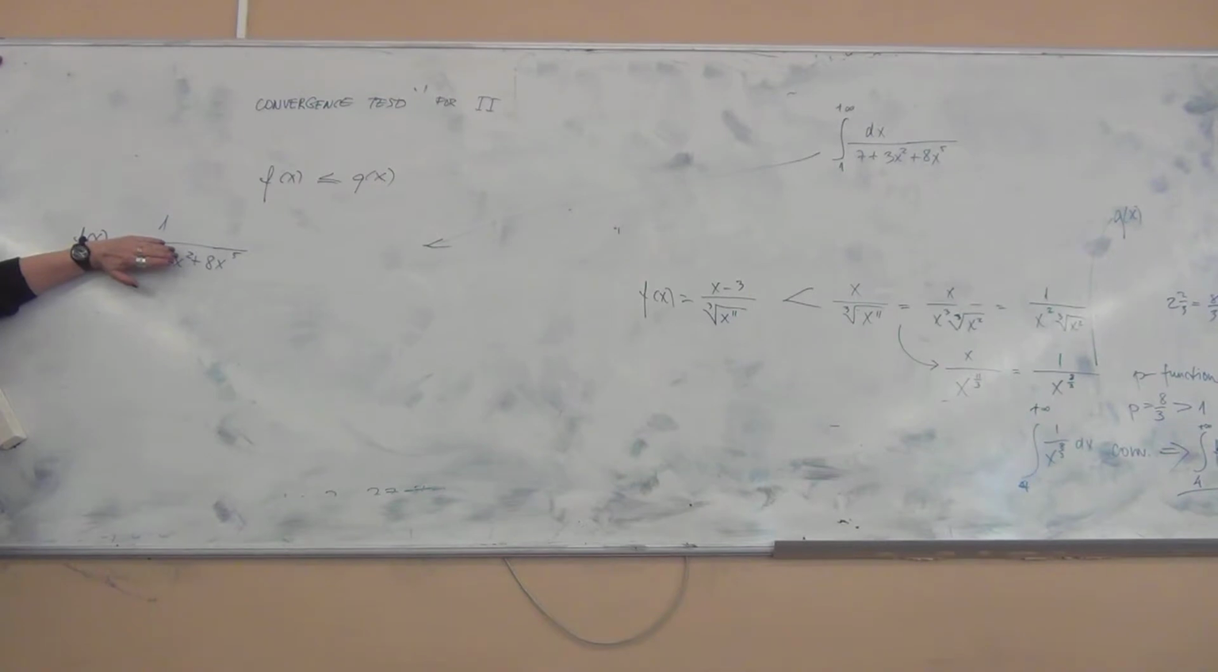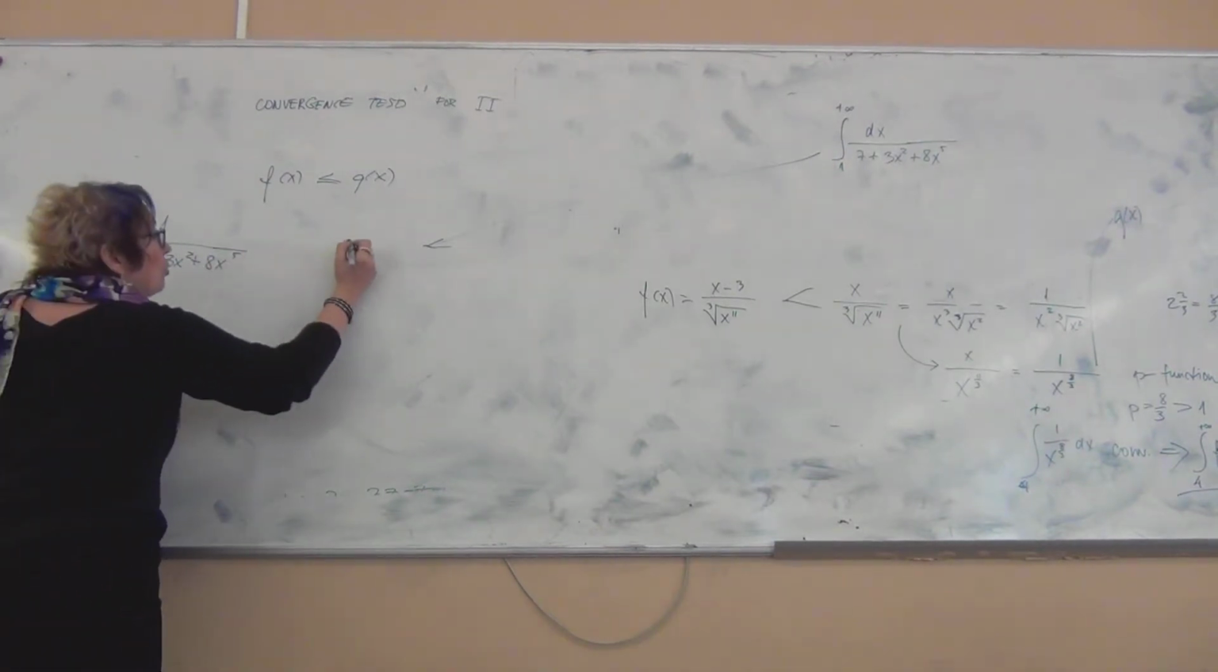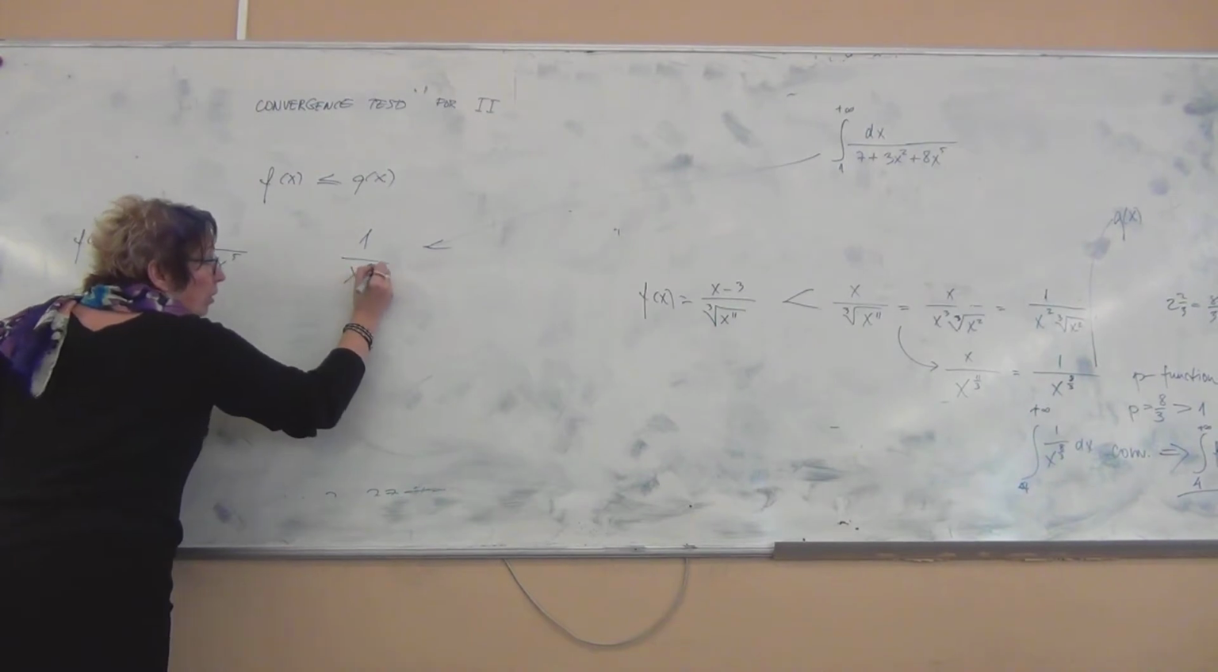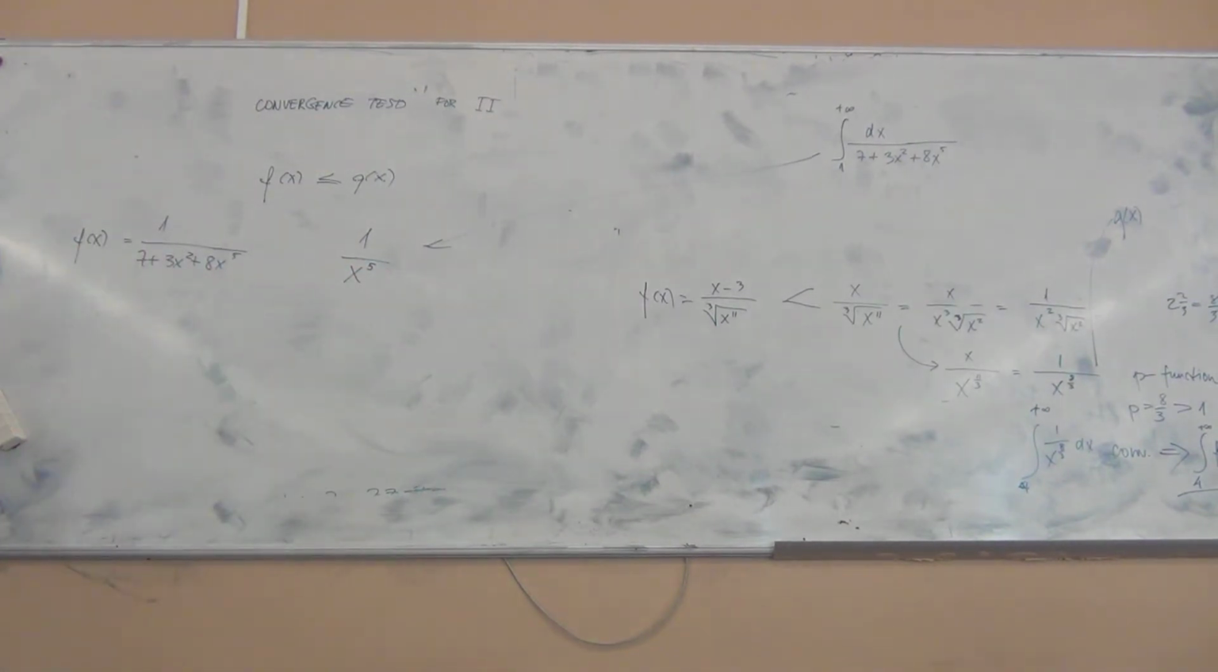As I said, let's ignore the smaller powers. Let's only look at the greatest power possible. It's x to the fifth. So let's compare it to 1 over x to the fifth. If I had a polynomial here, for example, x squared plus 2 plus 3x, I would take the highest power from here as well.